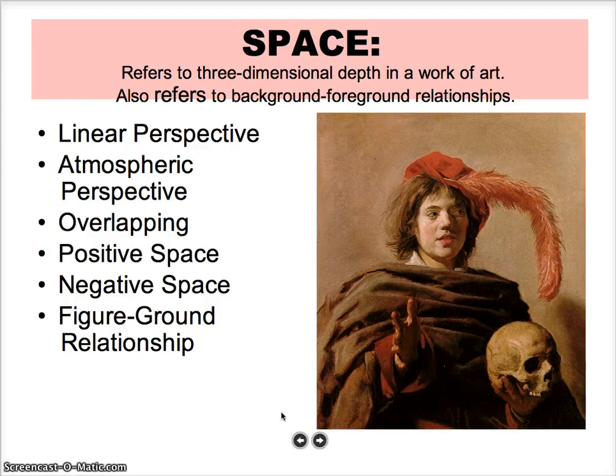But remember that space refers to the three-dimensional depth in a work of art, and refers to the background-foreground relationship. So foreground is this fellow here, background is the flat wall behind him. We have different ways. We'll go through each of these: linear perspective, atmospheric perspective, overlapping, positive and negative space, and figure-ground relationships.